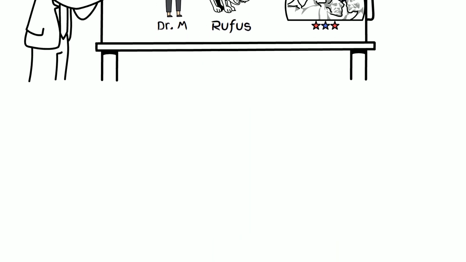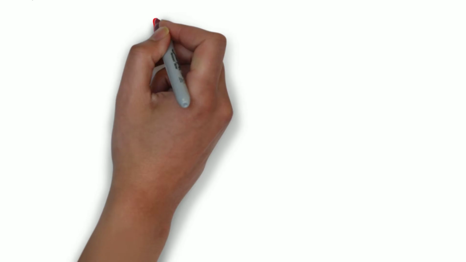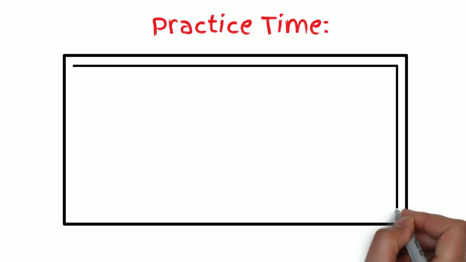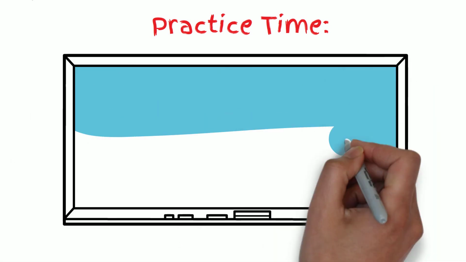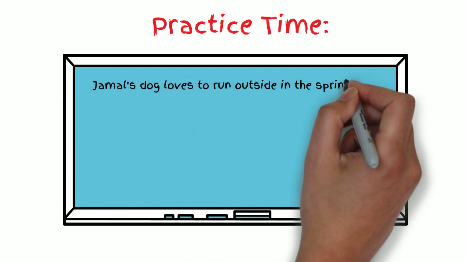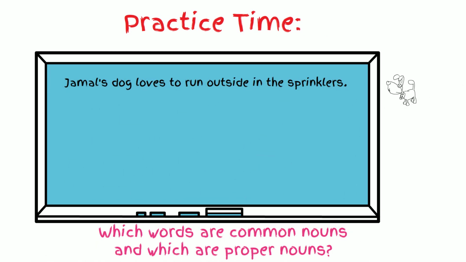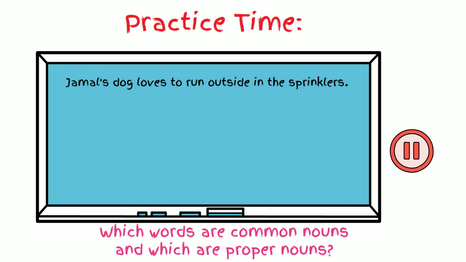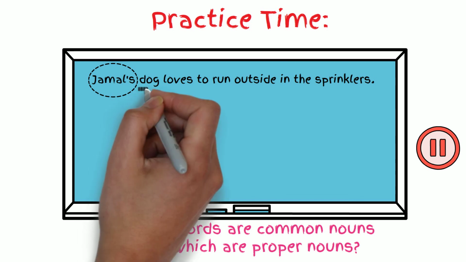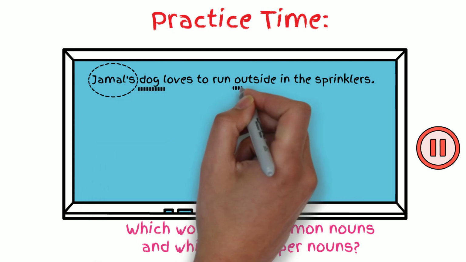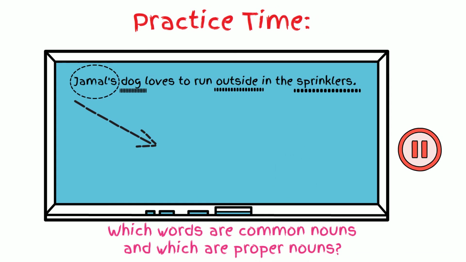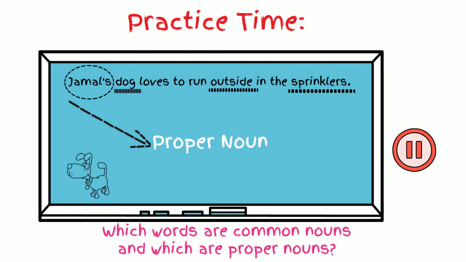Now that we understand common and proper nouns, let's practice. After each sentence, pause the video to see if you can come up with the answer. Which words are common and proper nouns? Our first sentence: Jamal's dog loves to run outside in the sprinklers. Pause the video to practice. Jamal is a proper noun. The common nouns are dog, outside, and sprinklers. Remember, a common noun is general and a proper noun is specific.